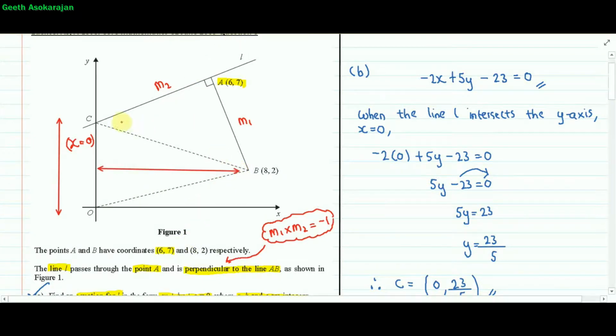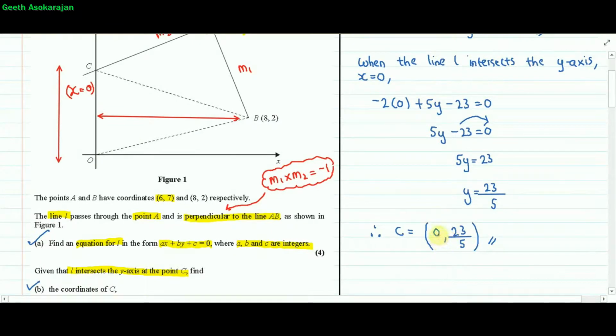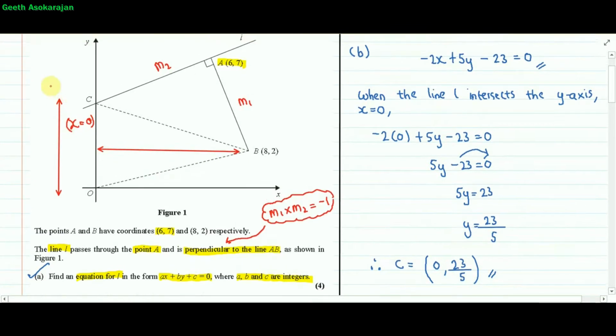Now if we think about it, we do have the length of OC, because we have the coordinates of C, being 0, 23 over 5. The y coordinate gives us the base length of the triangle, the length of OC being 23 over 5. And as for the perpendicular height, the x coordinate of B being 8 will give us the height of the triangle. So we know the base length 23 over 5, and the height 8. We can use these to work out the area of this triangle OCB.